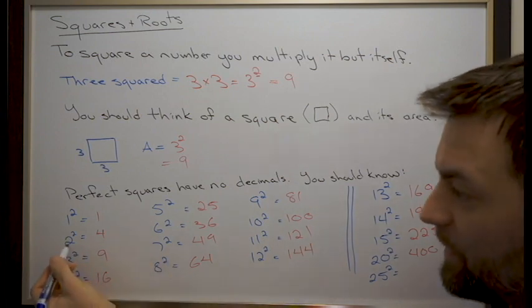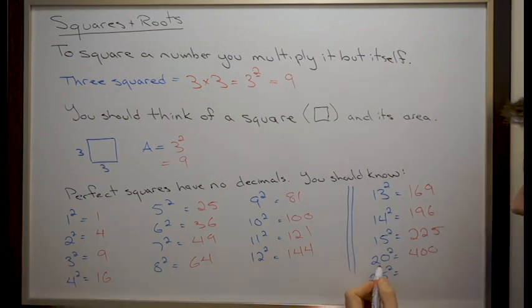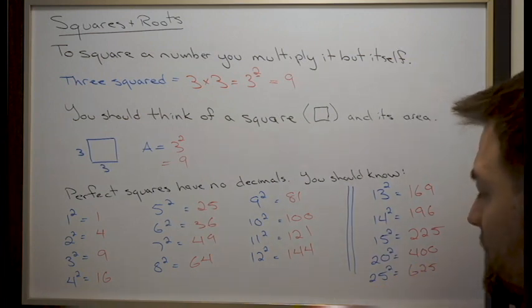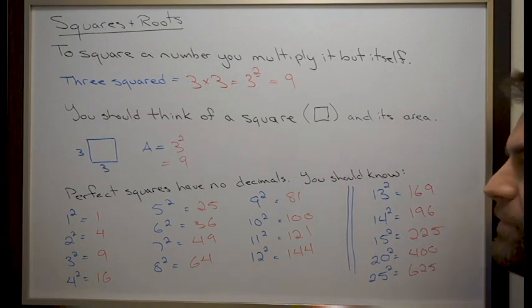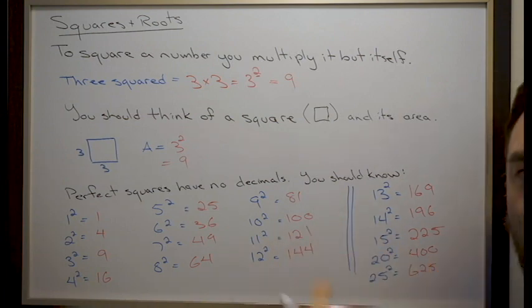Notice, 20 squared, 2 times 2 is 4. 20 times 20, the 2 gives you this 4 there, and then we have these 2 zeros here. 25 squared is 625. This set of numbers comes up often when we're working with things like quarters and fractions like that as well. So that's our squares. We'll switch this over to the roots and take a look at those in a second.